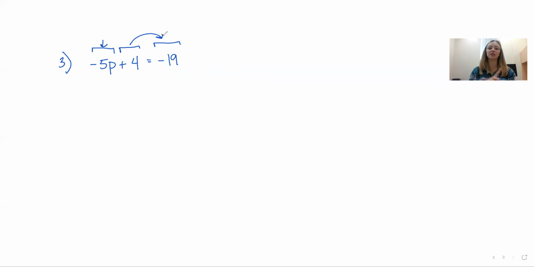So we're going to do the opposite of what we see. Since this is a plus 4, we're going to subtract 4 from both sides. That way, 4 minus 4 is 0, and this term disappears. So we're left with negative 5p equals negative 19 minus 4, or negative 19 plus negative 4 is negative 23.